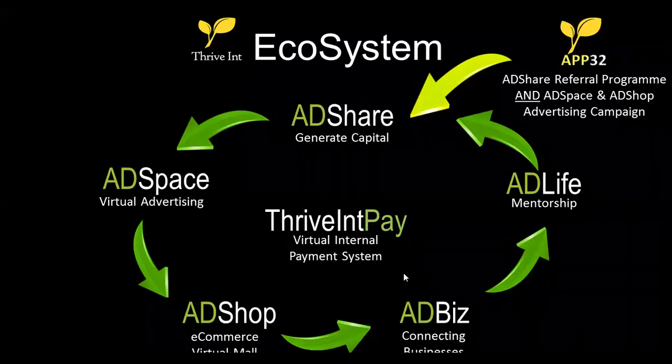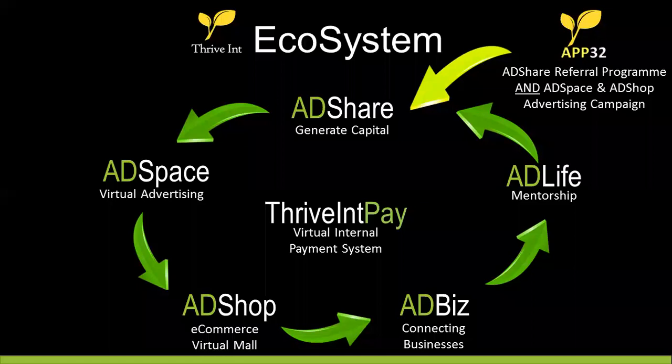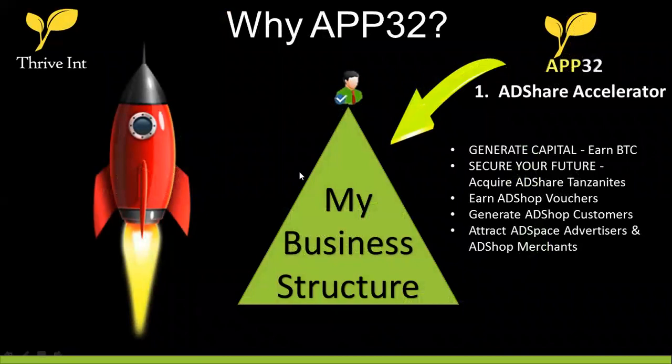So as I mentioned, we're creating this ecosystem where App32 is going to actually feed the Adshare program. And it will obviously accelerate the growth in a big way. And why did we do this? As I mentioned before, we wanted to accelerate the growth within the matrix and help each and every member to earn even faster, so that you can generate more capital with earning Bitcoin. You can secure your future by acquiring AdShare Tanzanites, which has a bigger income potential.